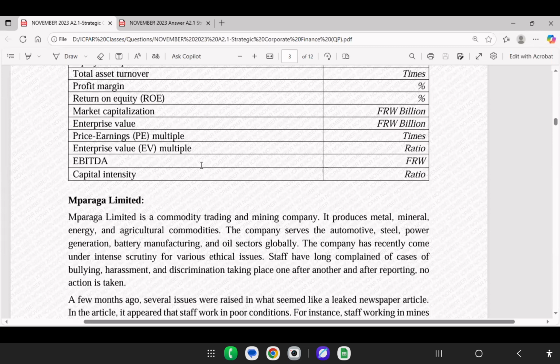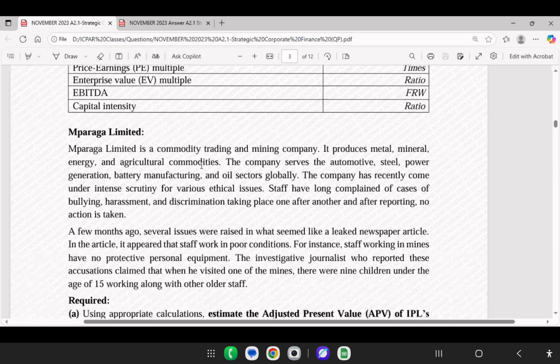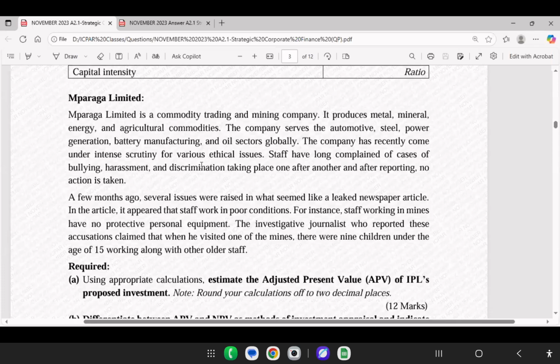The company has recently come under intense scrutiny for various ethical issues. Staff have long complained of cases of bullying, harassment, and discrimination taking place one after another, and after reporting, no action is taken. A few months ago, several issues were raised in what seemed like a leaked newspaper article. In the article, it appeared that staff work in poor condition.